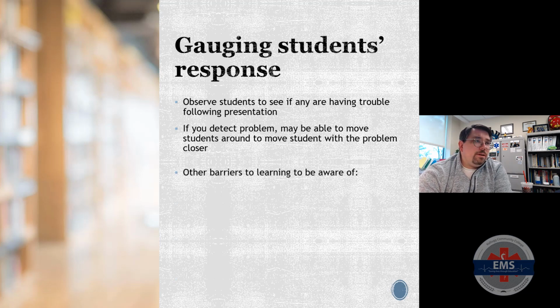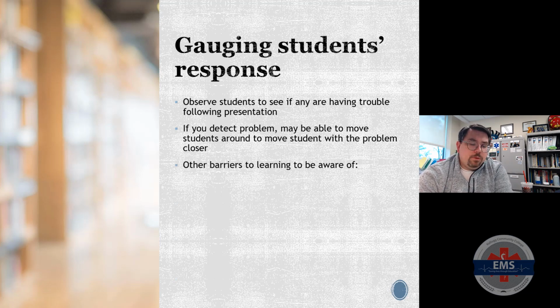But there's some other barriers that you want to think about when it comes to students and their response. Number one is, when you're speaking to a group, can they understand you? Are they non-English speakers? And if that's the case, is there something that we can do? Maybe speak slower.